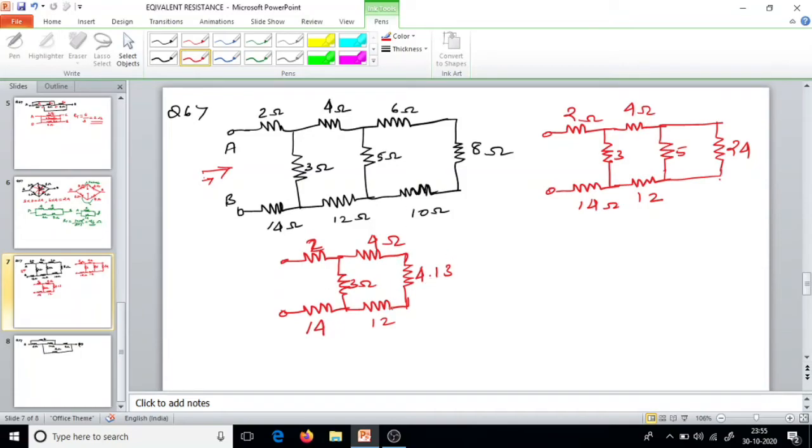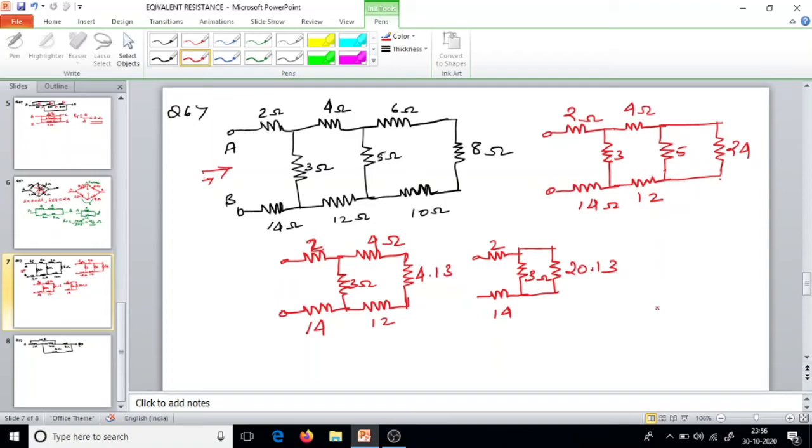Now if we simplify, 4 plus 12 plus 4.13 gives 20.13 ohm. So the circuit has 20.13 ohm in parallel with 3 ohms, and there is one resistor at this end, that is 2 ohm, and at the other end one more resistor, that is 14 ohm. Now if you simplify, 20.13 multiplied by 3 divided by 23.13, we get 2.6 ohm.